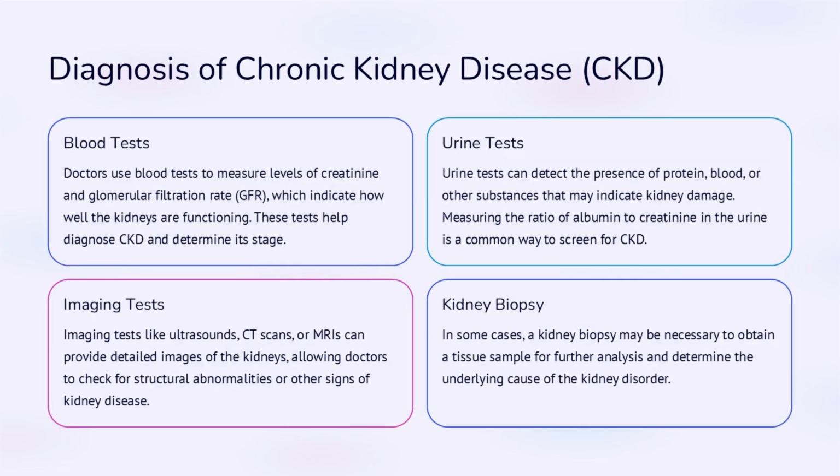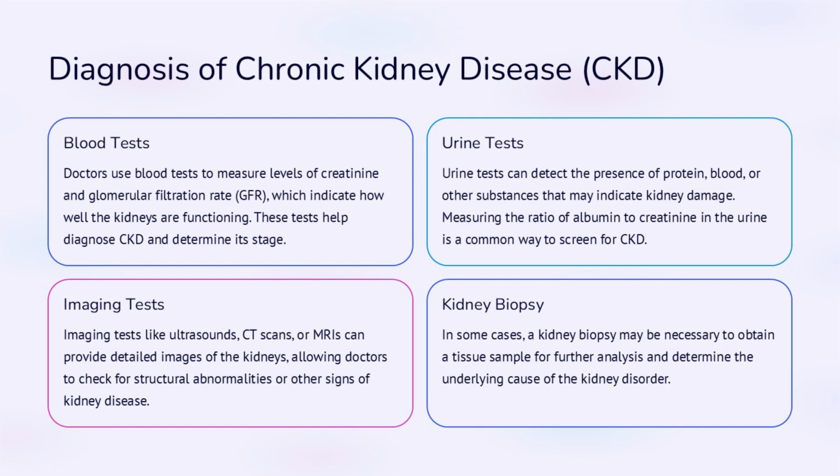Chronic kidney disease, CKD, is a serious condition that occurs when the kidneys become damaged and can't filter waste and excess fluid from the blood effectively. Doctors use several tests to diagnose CKD and determine its stage. Blood tests to measure creatinine and glomerular filtration rate, GFR. These indicate how well the kidneys are functioning.